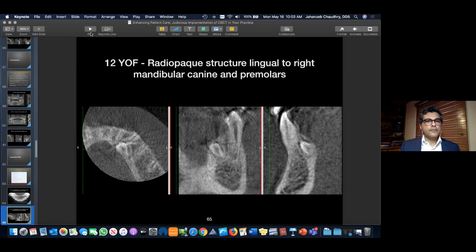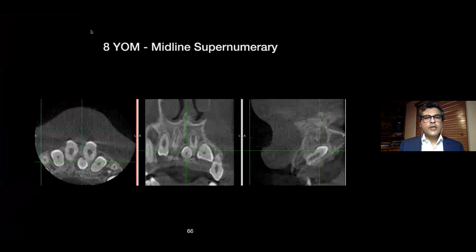Okay, moving on. Another example of a midline supernumerary tooth in an 80-year-old male. So here, first of all, there's a supernumerary tooth, and the patient is needing orthodontic treatment. And what this tooth is doing is that it is sort of wedging itself between the two central incisors and causing a midline diastema. So that's one thing. It needs to be removed, it was determined.